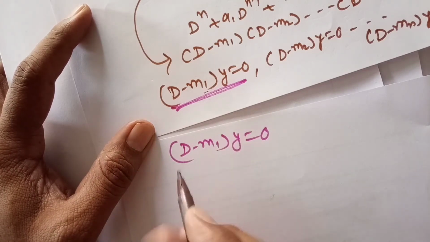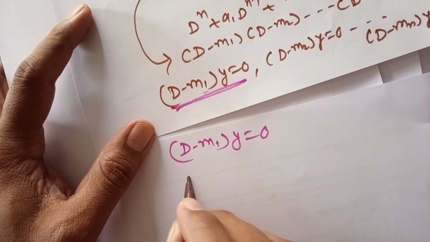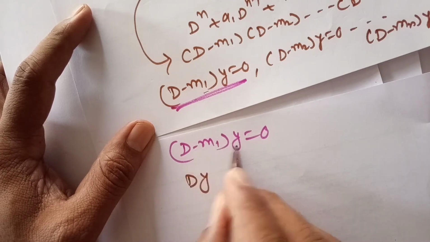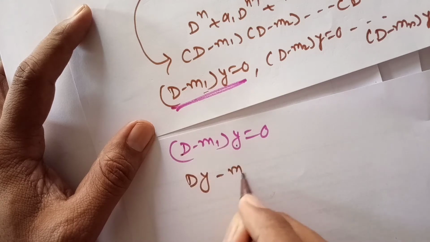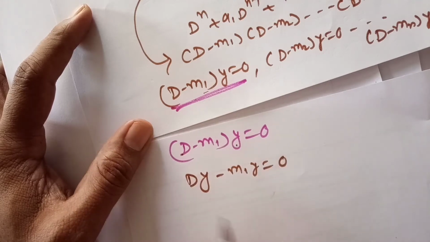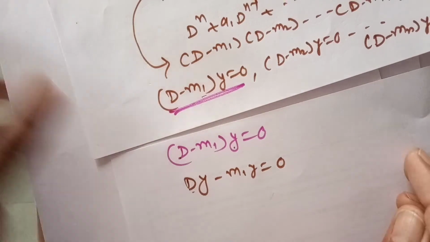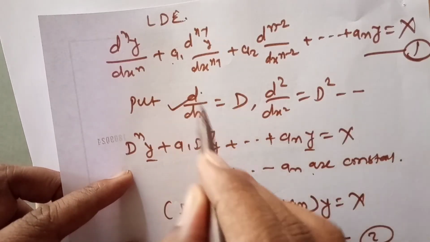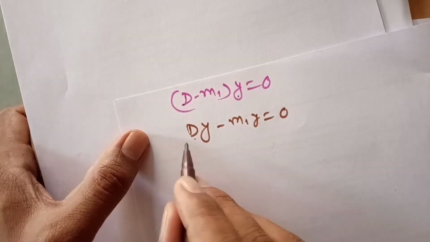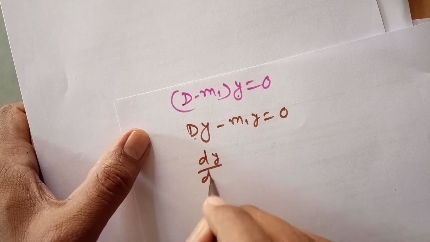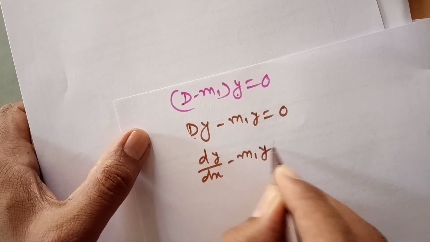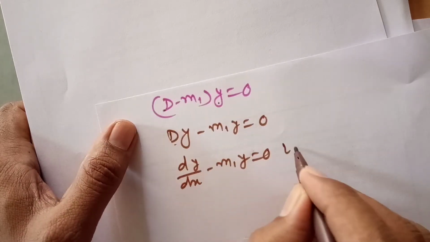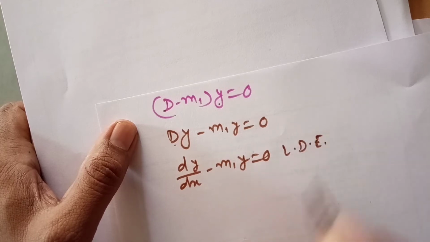That means I will write this equation in this way: D into y, multiplying y into this bracket, minus m1y is equal to 0. What is D? D means our derivative. This D is nothing but d by dx. So I will write dy by dx minus m1y equal to 0. Now this is our linear differential equation of first order.